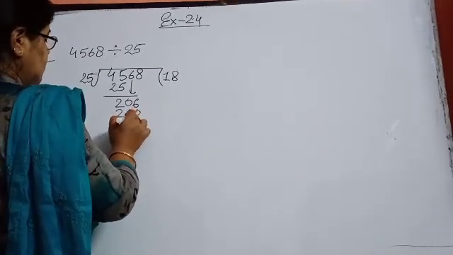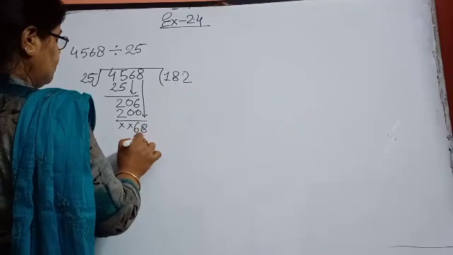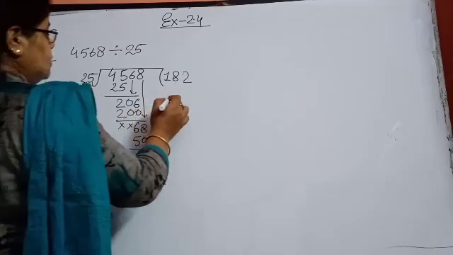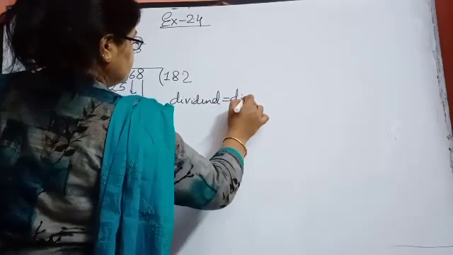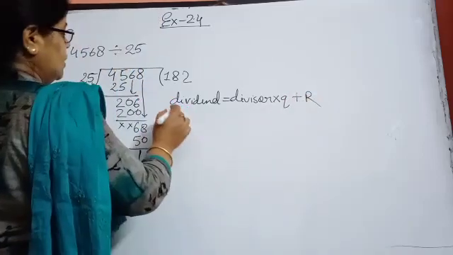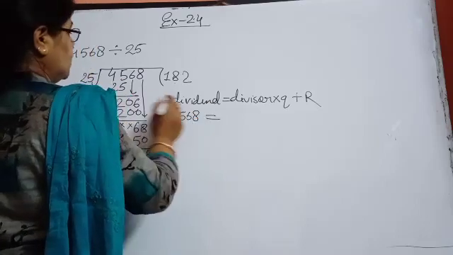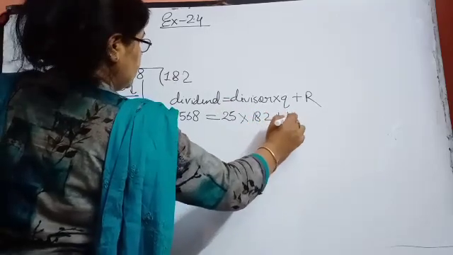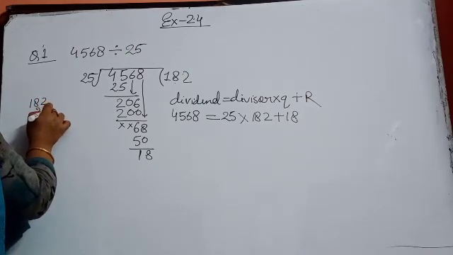Now 206, rest of the number, nothing will remain here. So bring down 8 now. 25 sevens are 175... 25 eights are 200, and so we get remainder 18. Then the division algorithm: dividend is equal to divisor into quotient plus remainder. Dividend 4568 is equal to divisor 25 into quotient 182 plus remainder 18. Now see that 182 multiplied by 25.